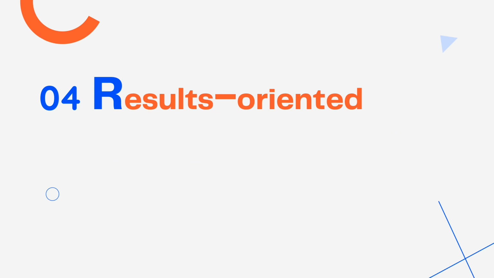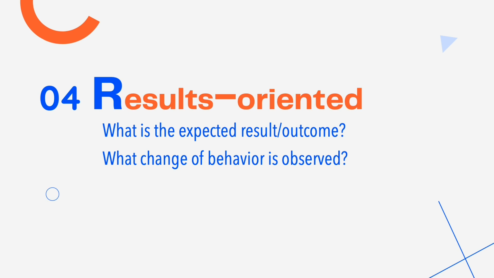The next one is results-oriented. What is the expected result or outcome? What change of behavior is observed? Objectives should focus on the results rather than the process or activities that students are going to complete. A good learning objective will describe the result, the knowledge, the skills, or attitudes that students should have acquired within the context of the instructor's observation.